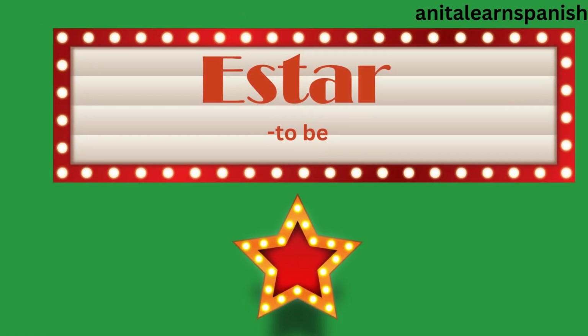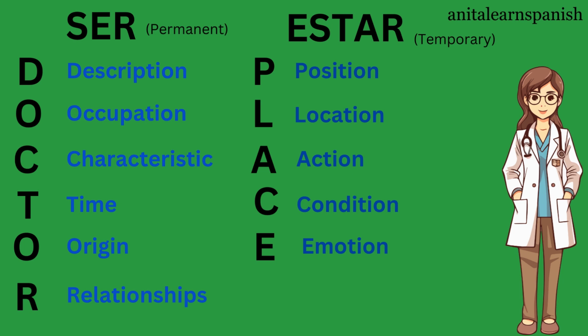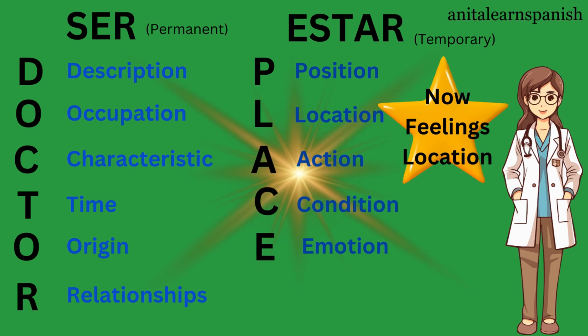So, estar means to be, as does ser. Let's look at the differences here. We're using ser for description, occupation, characteristic, and time, origin, relationships, we sing it in a rhyme. And you'll notice that those things are a little more permanent. We use estar for the word place: position, location, action, condition, emotion. Or, as I said, I like to simplify it a little bit and just say now, feelings, and location. Actions that are taking place right now, feelings or conditions that are subject to change, and location.